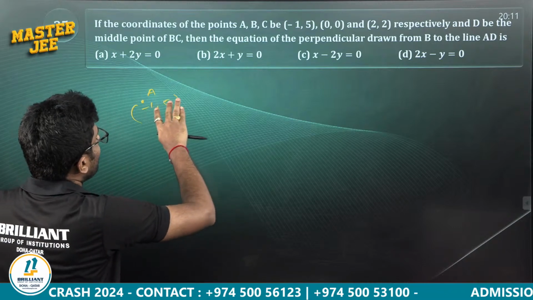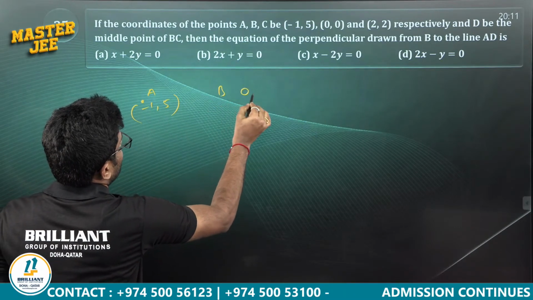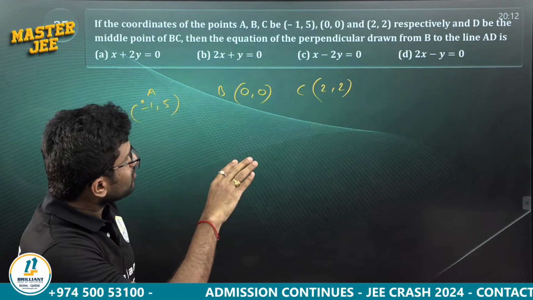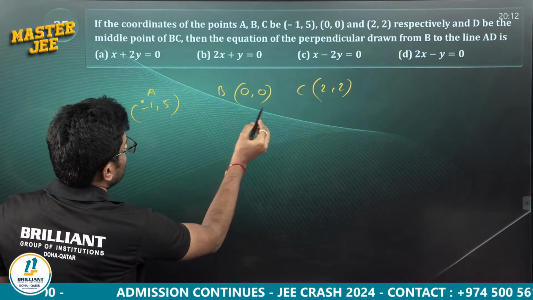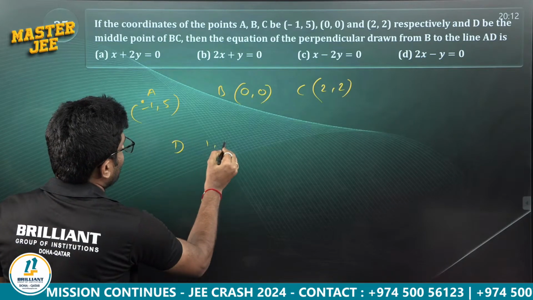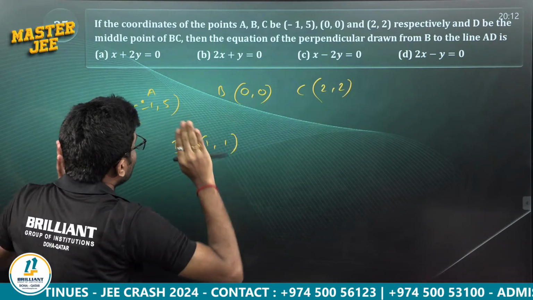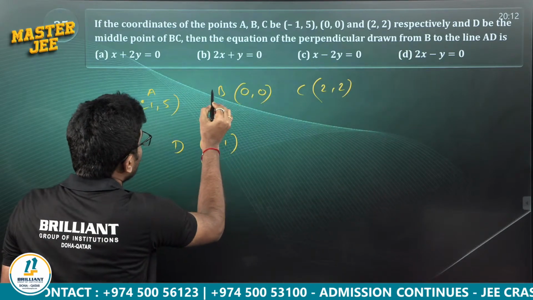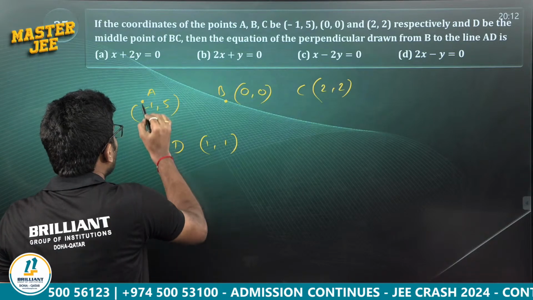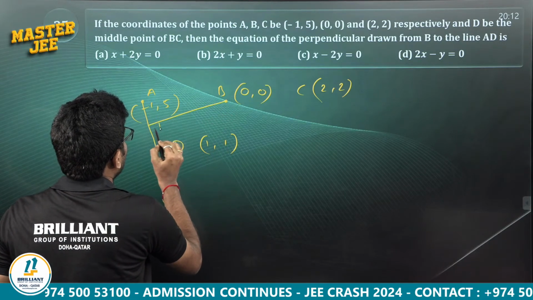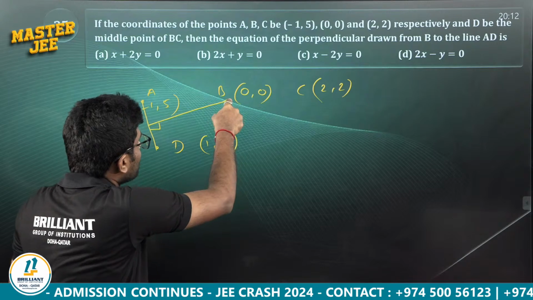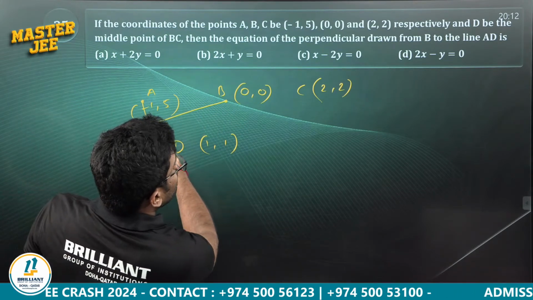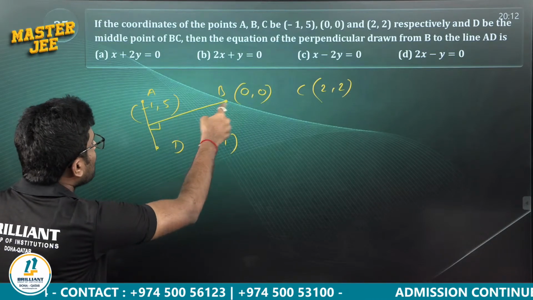Now going with A is minus 1, 5, B is 0, 0, C is 2, 2. Guys, and D is the midpoint of BC. What is the midpoint of BC? Definitely D will be 1, 1. Then they are asking us to find the equation of the perpendicular drawn from B to this AD. The perpendicular line drawn from B to AD.